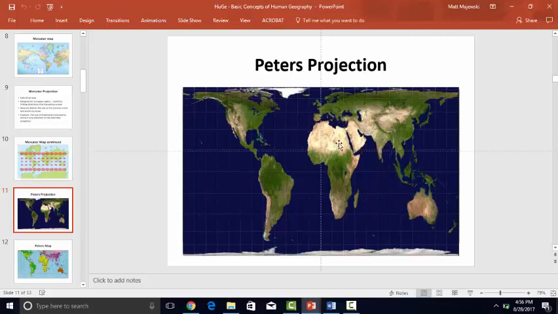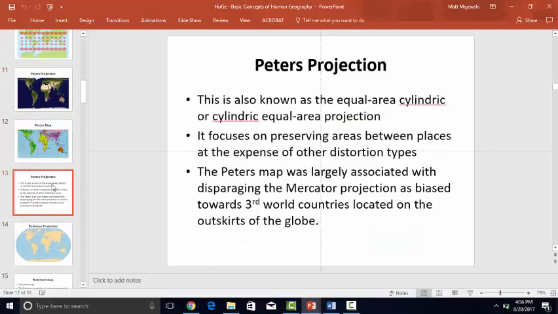This is accurate area, and so the areas are correct on this map, but there are errors when it comes to the other types of distortion. So area is good, but the other types of distortion all exist on a small level. Remember, the Peters was largely designed to go after the Mercator projection because they considered Mercator to be biased against Africa and the Southern Hemisphere because it gave too much significance or priority to the Northern Hemisphere.